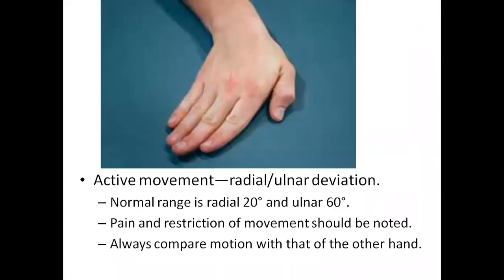Active movements should be checked, both the ulnar and radial deviation. The normal range for radial deviation is 20 degrees, and the range for ulnar deviation is 60 degrees. Pain and restriction of movement should be noted. Always compare motion with that of the other hand.